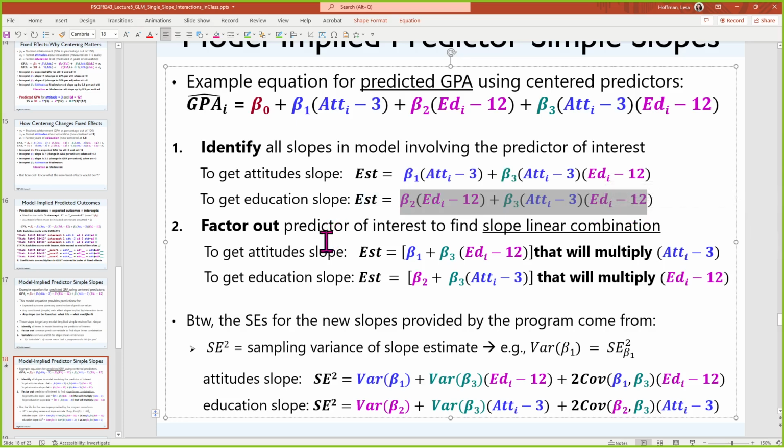Step 2 is to factor out the variable that the slope is for. So if I want the slope of attitudes, I take it out of here, I take it out of here, I pull it behind, and what's left in brackets is the slope of attitudes according to the model. It's a linear combination of the slope of attitudes, beta 1, all by itself, plus how the interaction term says the slope of attitudes changes per unit education.